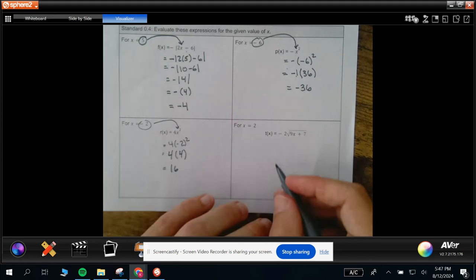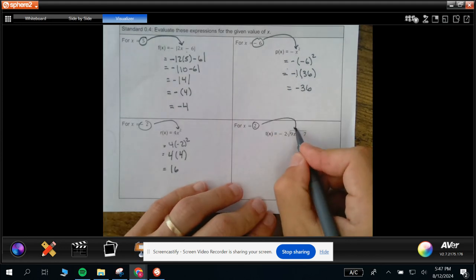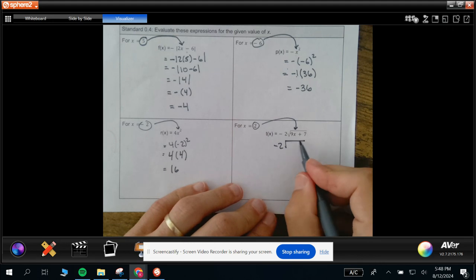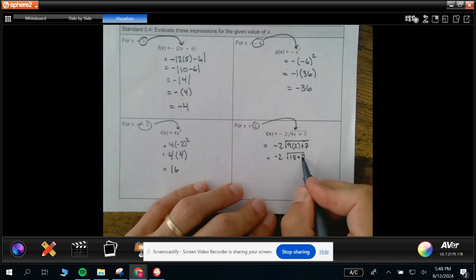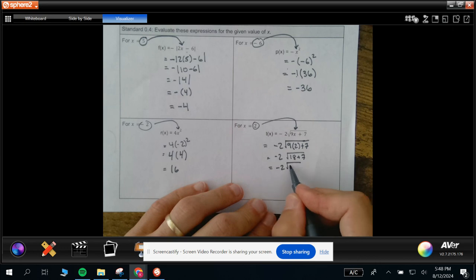Last one, take the 2, substitute it in for x. So negative 2 times the square root of 9 times 2 plus 7. So that's negative 2 times the square root of 18 plus 7. That's negative 2 times the square root of 25.